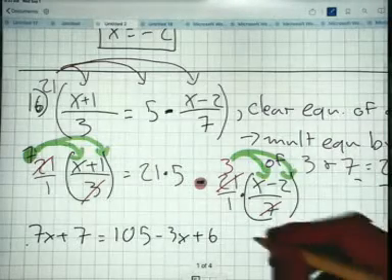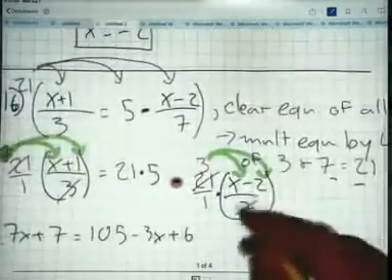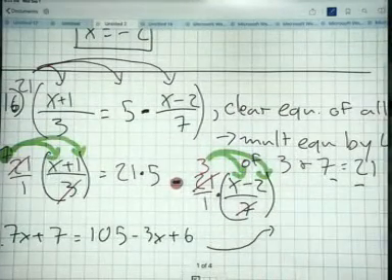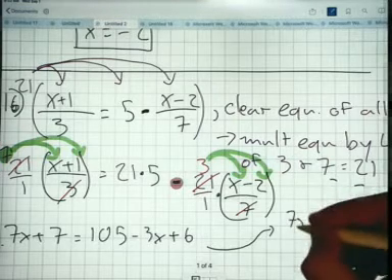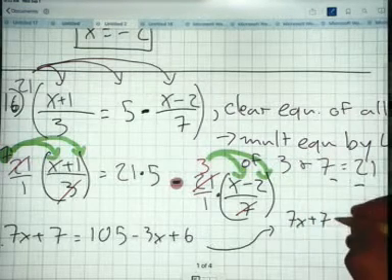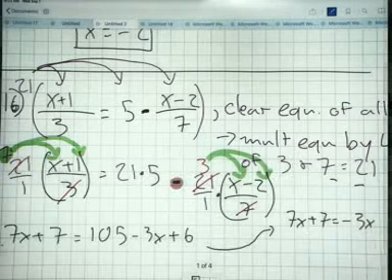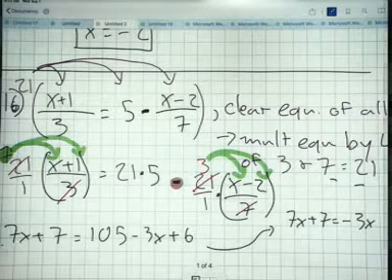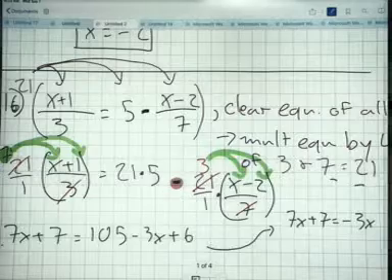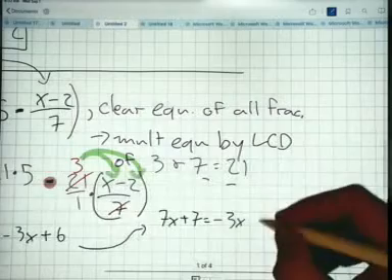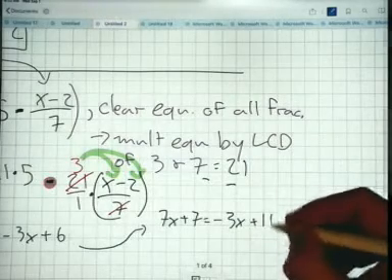Okay. So that's going to lead us to the following. 7x plus 7 equals a negative 3x. And then 105 plus 6 is going to be 111.